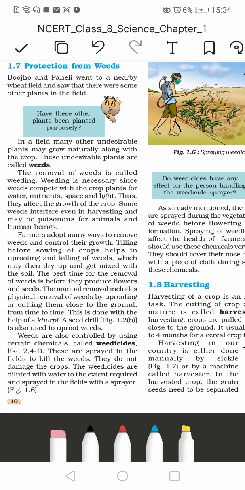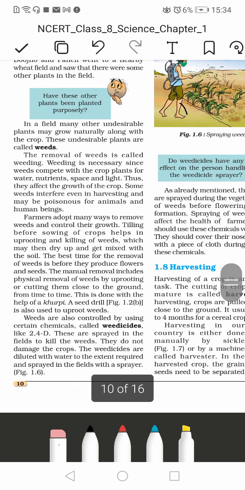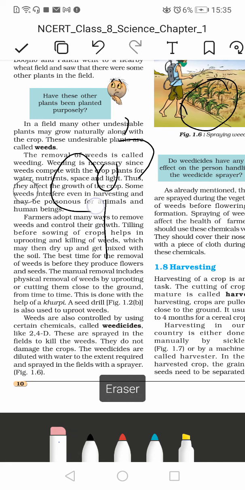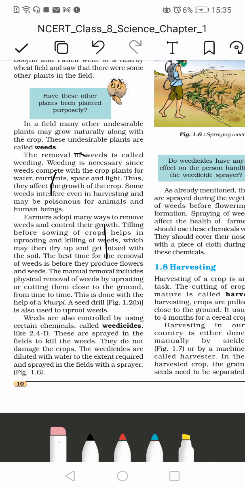Weeding is necessary since weeds compete with the crop plant for water, nutrients, space, and light. That means when the plant is there, the weeds take up the nutrition, the water, the space, the light, the air from the plant. So the plant cannot grow nice and healthy. That's why removal of weeds is really important.